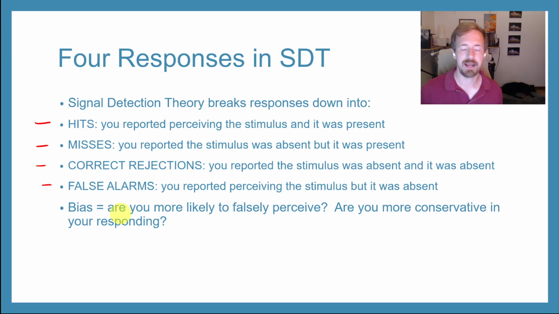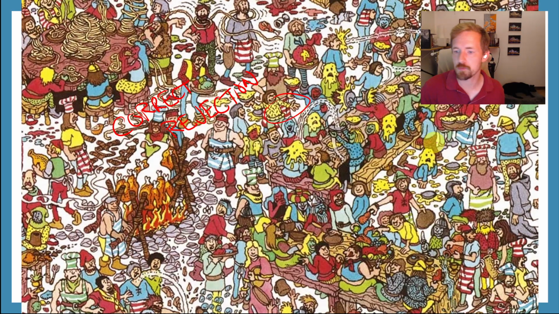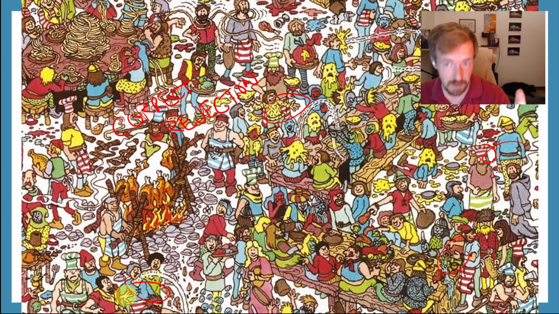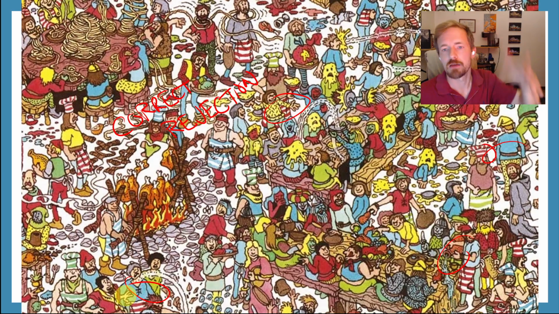So here, let's say you have a tendency to say, yes, I see Waldo. There he is. There he is. Nope. There he is. Then you are very sensitive to Waldo, in that you are saying that he's there. There are a lot of false alarms and a lot of hits, and not that many misses, and not that many correct rejections either.